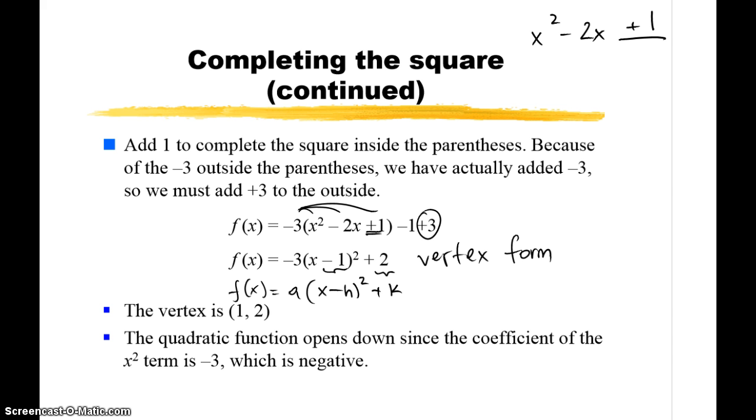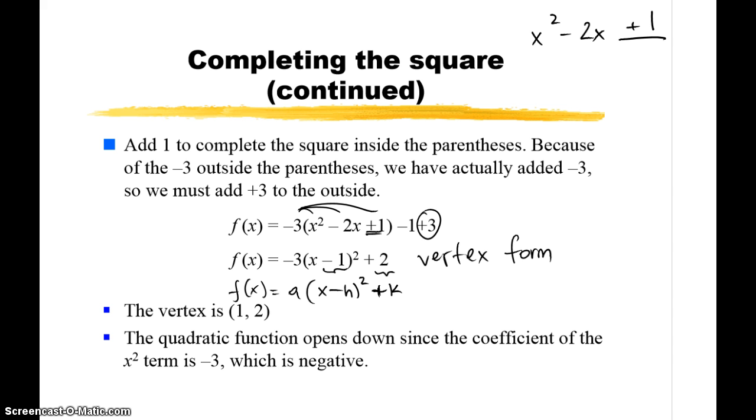Notice our formula has x minus h in it. So when we match up with our answer here, we have x minus 1 inside the parentheses. H is actually equal to 1. The formula itself has a negative sign, a minus. So when you match them up, h is 1, k is positive 2, because this is a plus k. So that's the vertex, 1, comma 2.